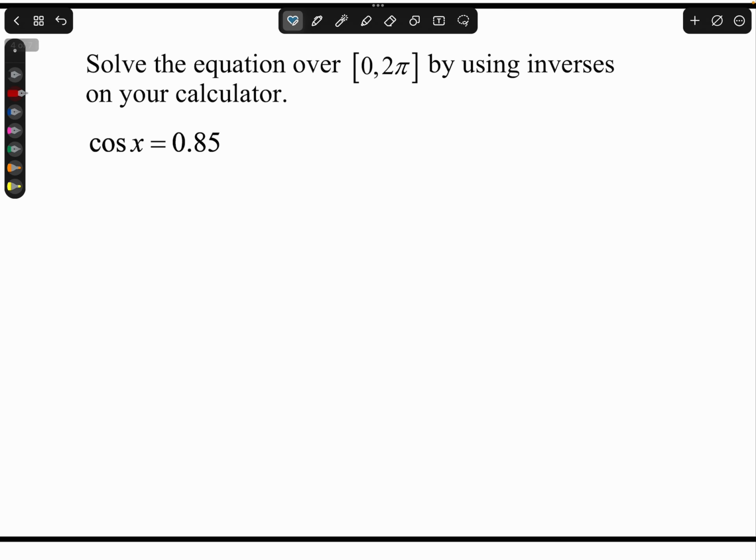It says solve the equation over the interval from 0 to 2 pi using inverses on your calculator. Before we actually solve it, let's just take a moment and kind of illustrate where these angles should be. I'm just drawing out my unit circle. You can pause the video if you want to sketch it out.